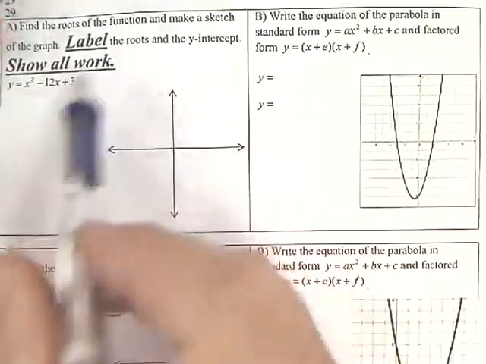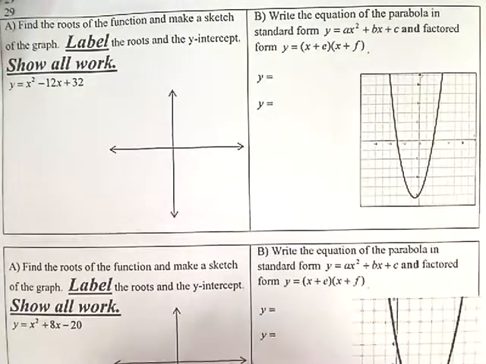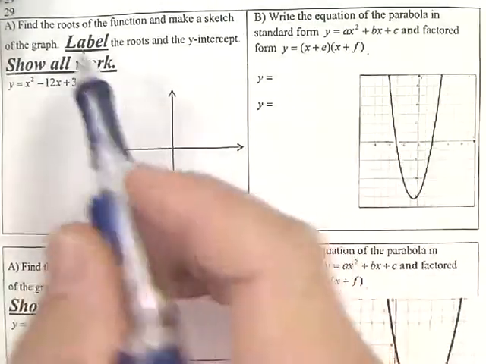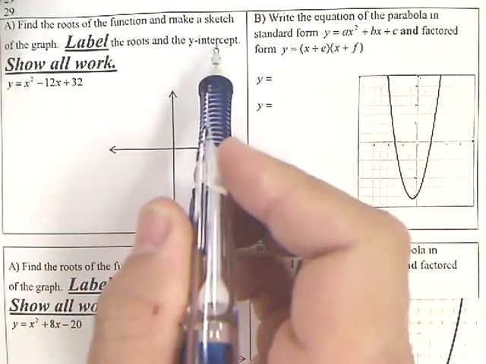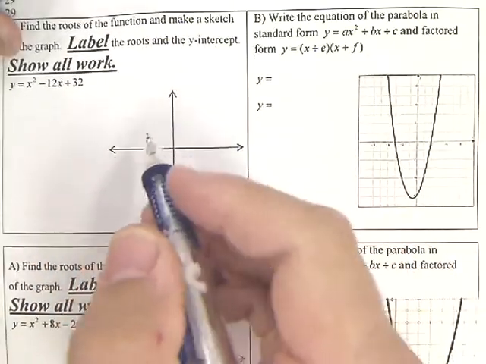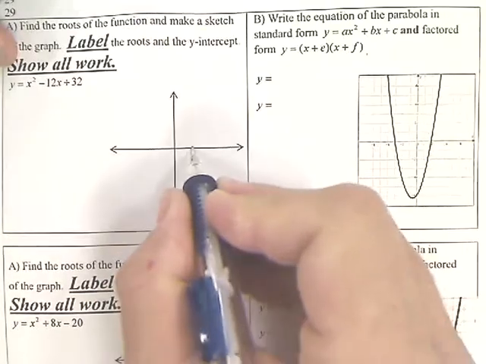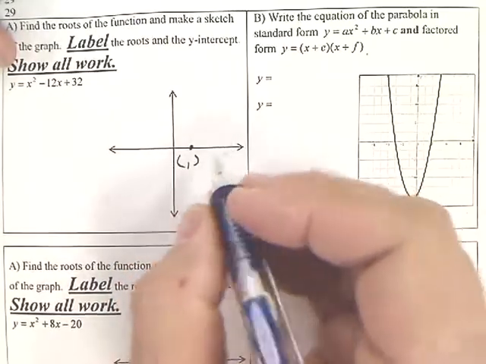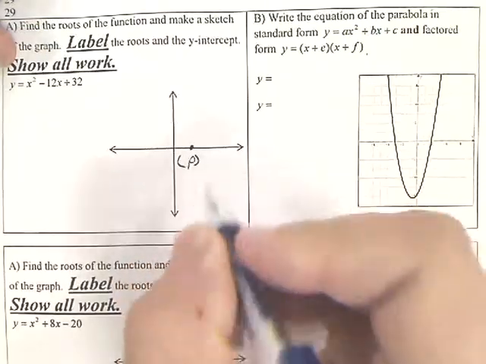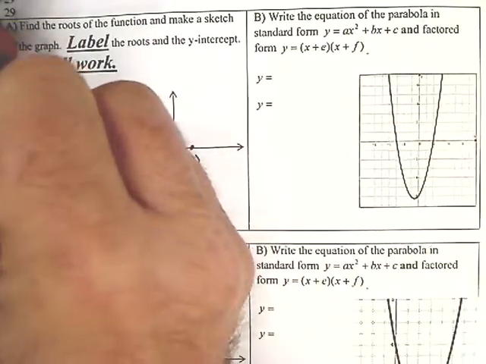Alright, number 29. I'm going to do a problem and then give you a couple to practice on. Find the roots of the function, so I'm finding the x-intercepts, and label these roots and the y-intercept. So to find the x-intercept, you know that what is happening every single time? 0 is y. So plug 0 in for y and solve.